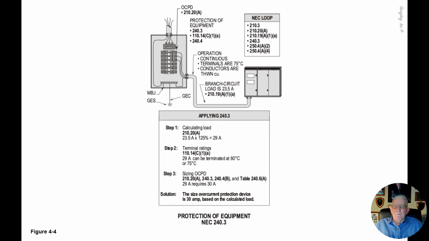Now you notice the protection of the equipment in the called out information right beside the service equipment there. I suggest the review of 240.3, which deals with the protection of the equipment. 110.14(C)(1)(a) deals with your terminal ratings for a 100 amp or less overcurrent device, or an over 100 amp device.